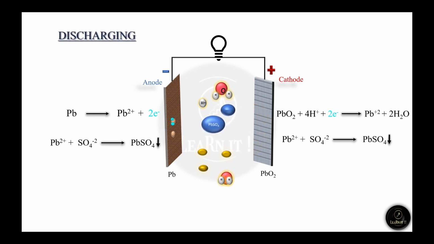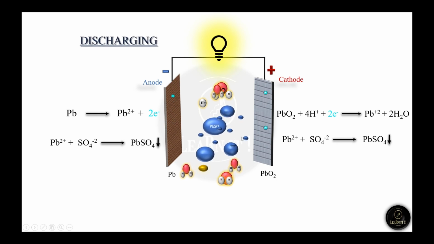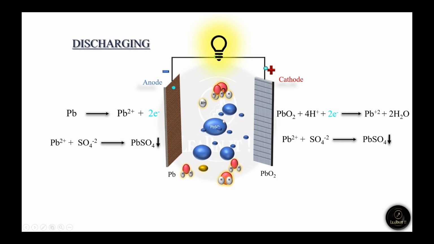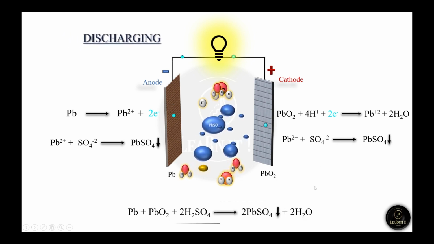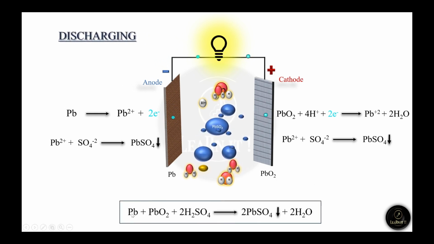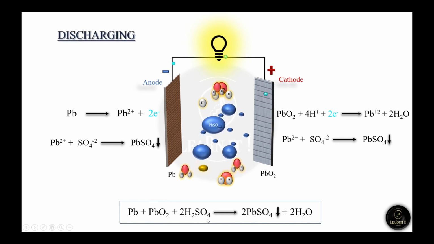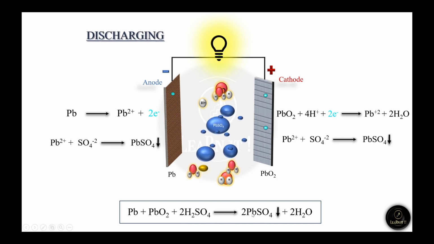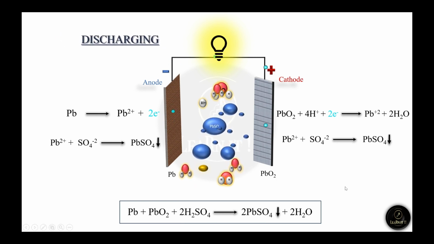The oxidation and reduction processes continue to take place. Then there is a continuous flow of electrons through the bulb, so the bulb glows, and the concentration of lead sulfate in the electrolyte starts to increase. So the overall reaction is lead plus lead oxide plus 2H2SO4, which is going to give us 2 lead sulfate plus 2 water molecules.